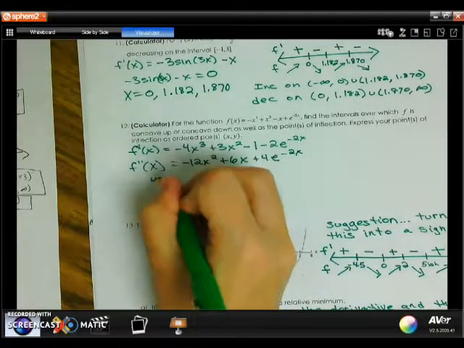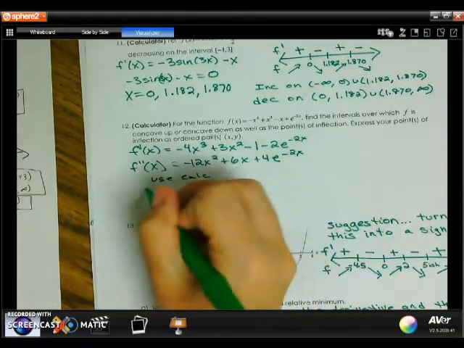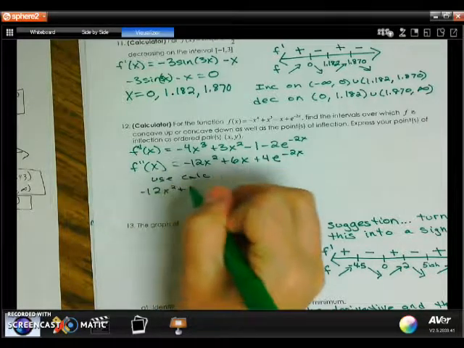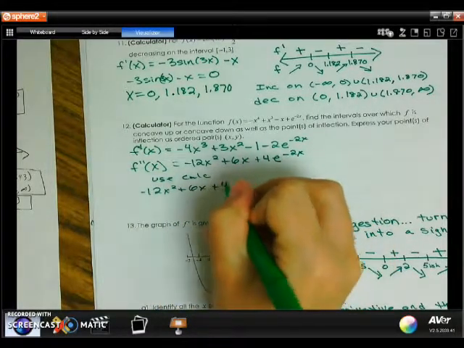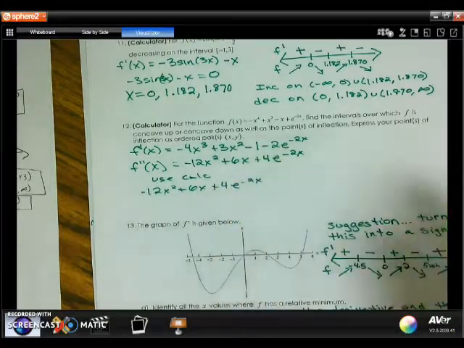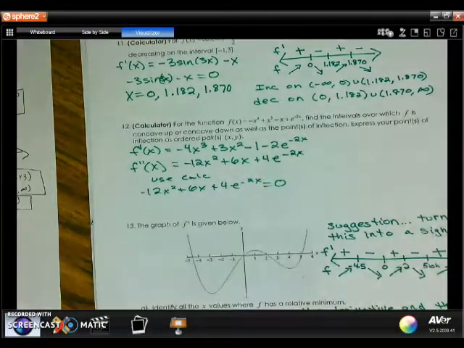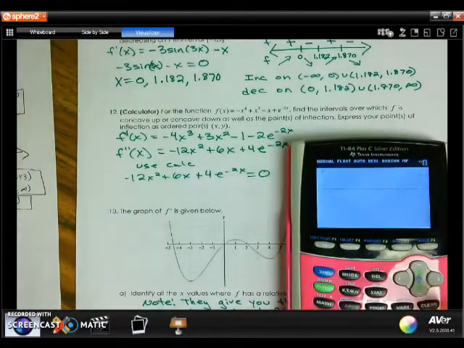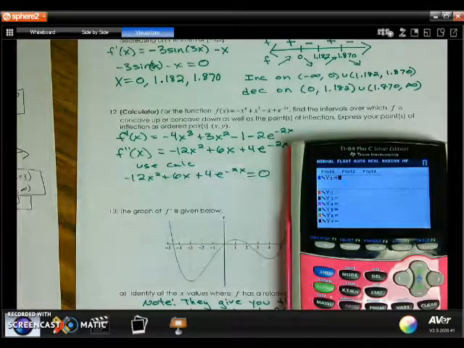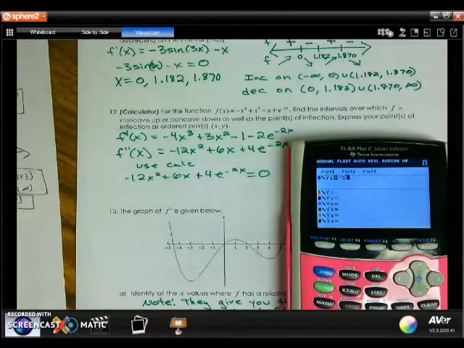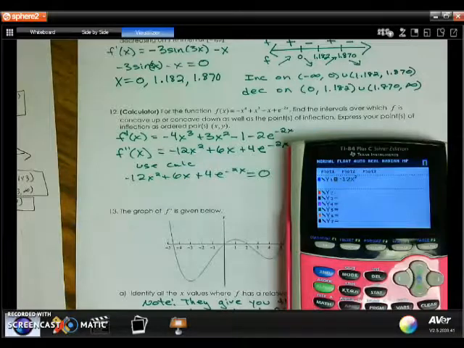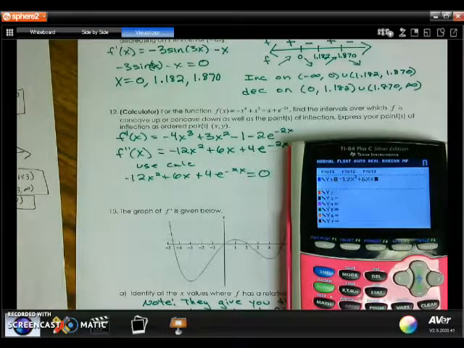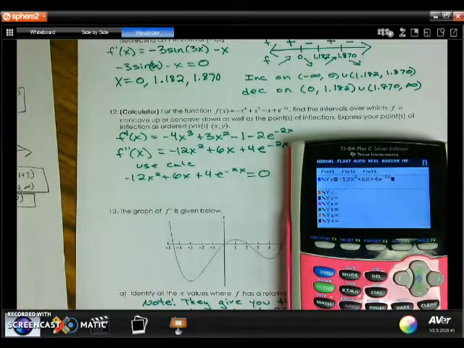So then I'm going to use my calculator. So I set this equal to 0, and to do that you just type it in to the y equals of your calculator, and then we're going to find the zeros just like we did in the last problem. So let's see here. So I clear any junk out of there, and I'm typing this in. So negative 12x squared plus 6x plus 4 times e raised to the negative 2x.